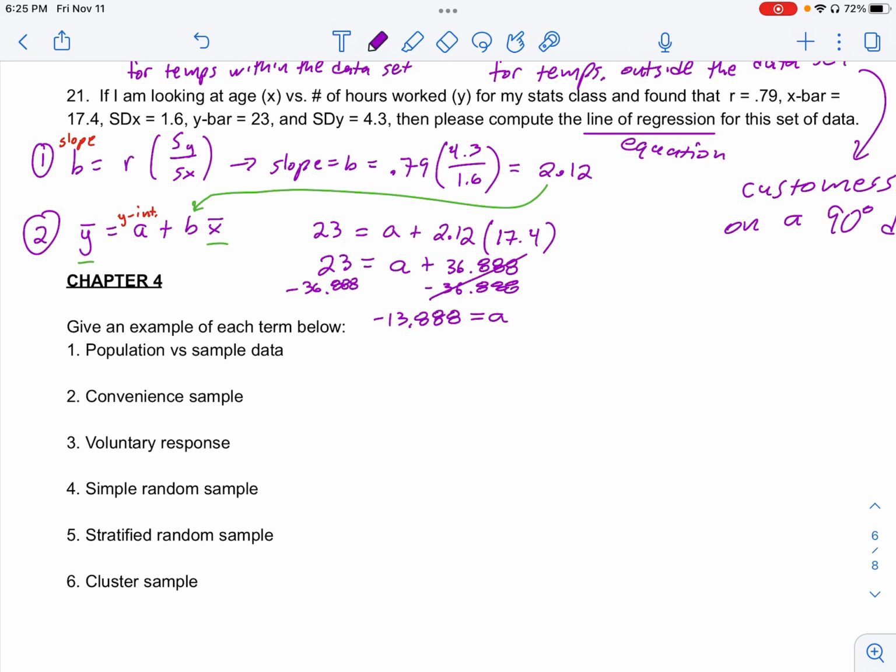So put it all together to make my final equation. I have my slope and I have my y-intercept. Y equals 2.12x minus 13.888. If you want to keep it in context, they gave you y and x. You can put this little hat over it to signify it's your variable. Equals 2.12 times your age minus 13.888.